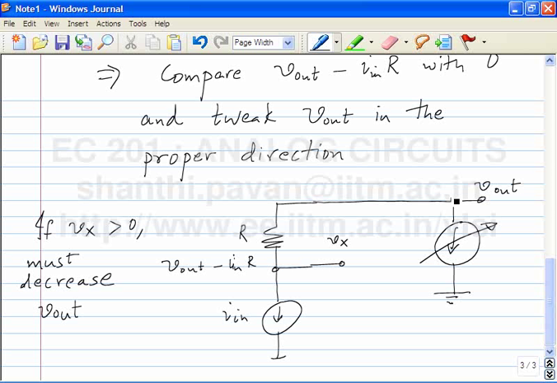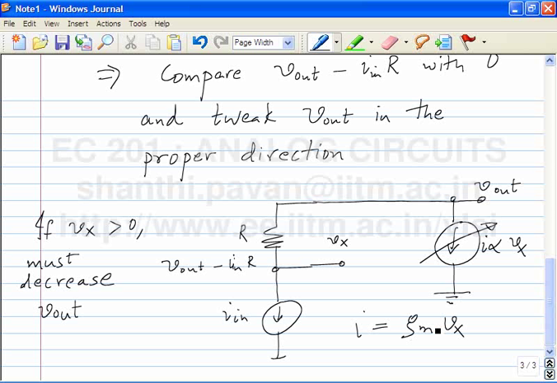current source must be dependent on Vx. So this I must be proportional to Vx. Correct? Should be proportional to plus Vx or minus Vx? Plus Vx. Why? If Vx is greater than zero, I must bring V out down, which means I must suck current out of that node. Okay? So if I is proportional to Vx, it must be of the form some gm times Vx.